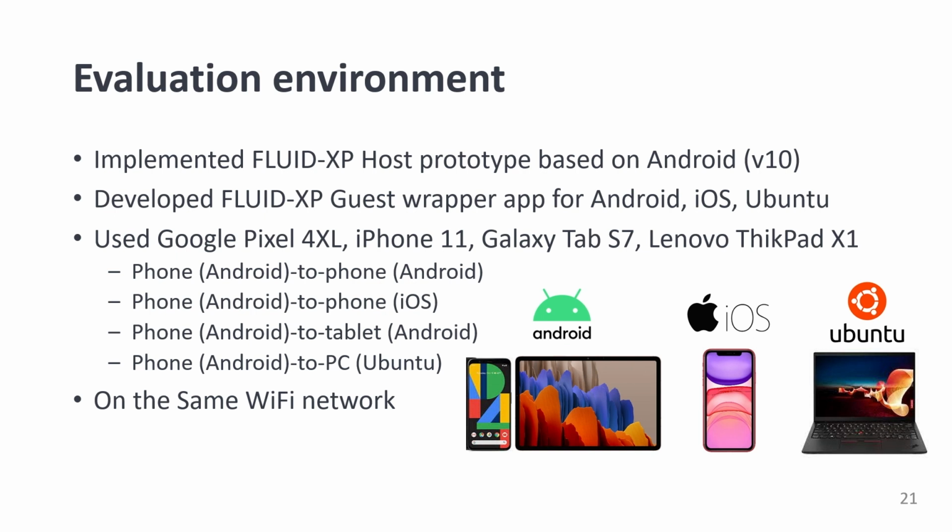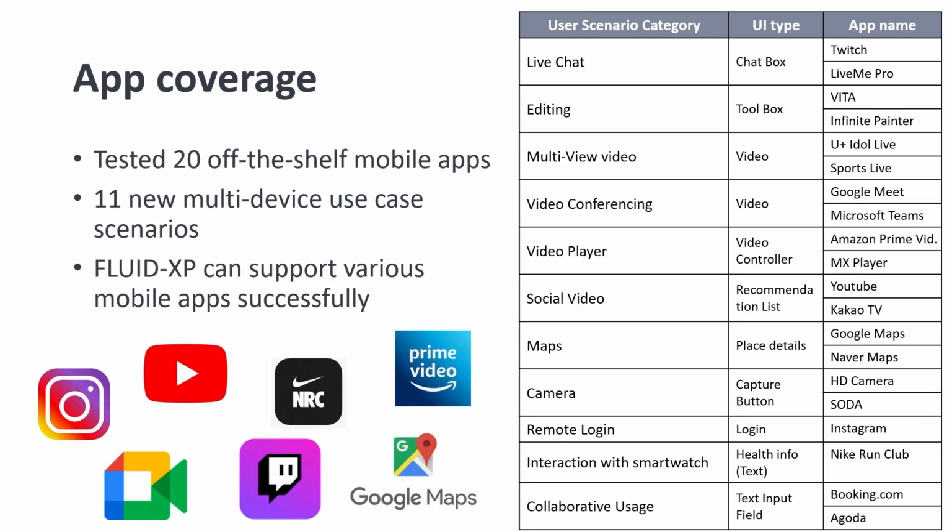For evaluation, we implemented the FluidXP host prototype based on Android version 10 and developed a guest wrapper app for Android, iOS, and Ubuntu platforms. We performed evaluation using a combination of 4 different devices. First, we evaluated the functional coverage of FluidXP using 19 mobile apps from Google Play Store and 1 custom-made app. We have come up with 11 new multi-device use case scenarios and have confirmed that FluidXP successfully supports all 20 off-the-shelf mobile apps.